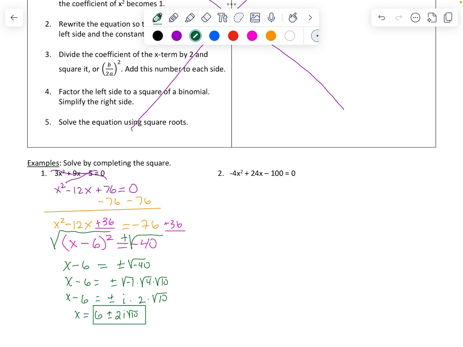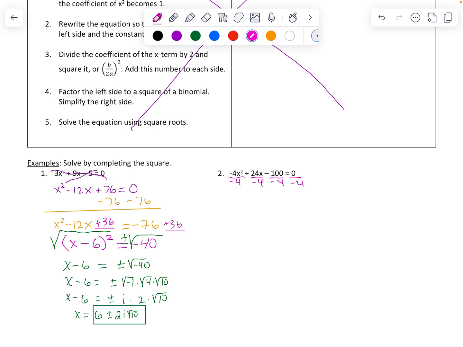So for question number 2, once again, feel free to pause the video and try this on your own. So first thing I need to do for number 2 is make it so that this x squared term has only a coefficient of 1. I do that by getting rid of that negative 4 that's in front of it. That means I'm going to divide this term by negative 4, this term by negative 4, and this one by negative 4.